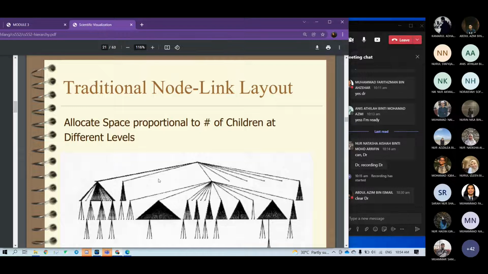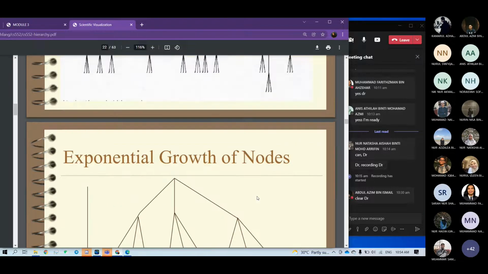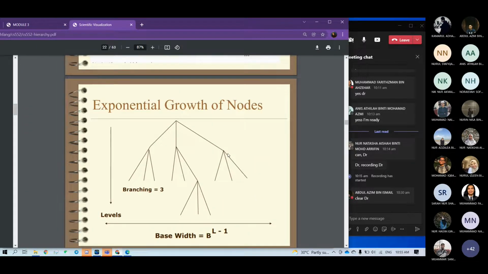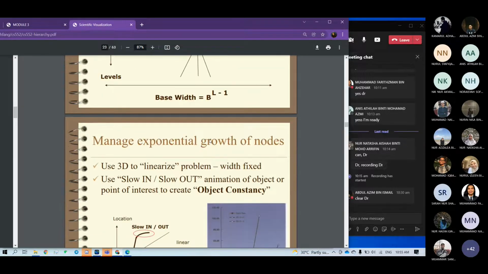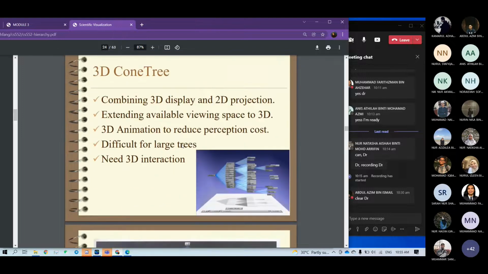Traditional node link. These are traditional link-based graphs. Of course, there is exponential growth of nodes. Like I said, we do calculation. If it branches into 3, or if it branches into 2, it is different again. Manage exponential growth of nodes. Why? Because we need to do calculation, we need to adjust the canvas and so on.